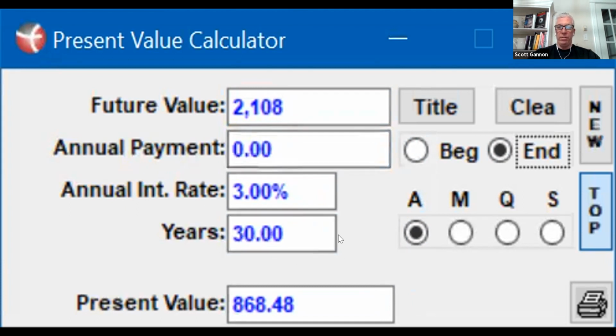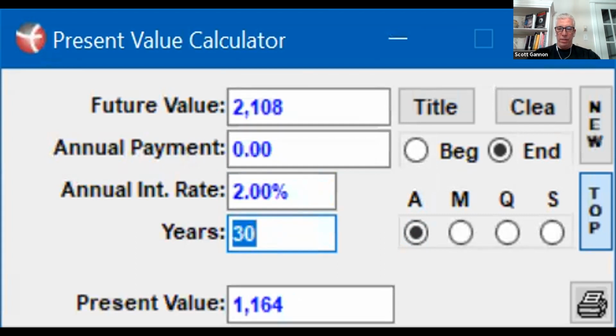So what that means is the $2,108 that you're paying today is going to feel like $868 in your pocketbook 30 years from now because of a 3% average inflation rate. Again, if inflation is higher, look at this at 4%, then that goes down even further. Or if it's less, if it's 2%, it's still about half of what the payment is over a 30-year period. So in effect, what we realize here is that debt is a hedge against inflation.